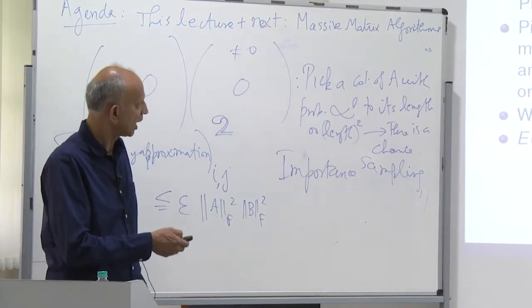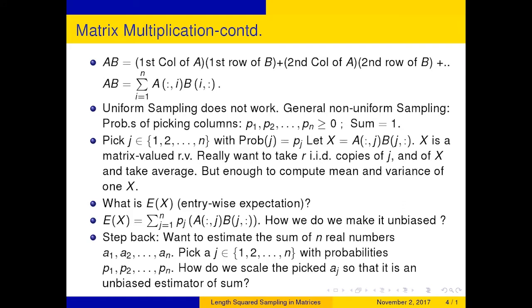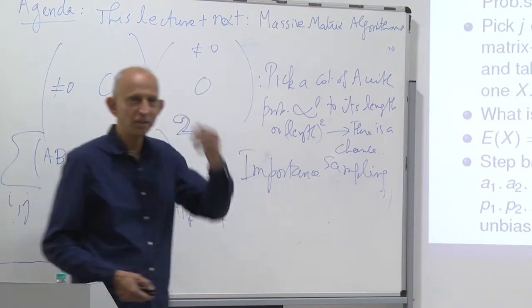But first, maybe a hint. Step back. Suppose I want to estimate the sum of n real numbers, just real numbers now, not matrices for the moment. I want to pick one aj with probability pj. How do we scale the aj so that it's an unbiased estimator of the sum? I want to define a random variable like x: I pick a j, x is my aj that I picked, but I want it to be unbiased. I want the expectation to be the sum. So how will I do that?